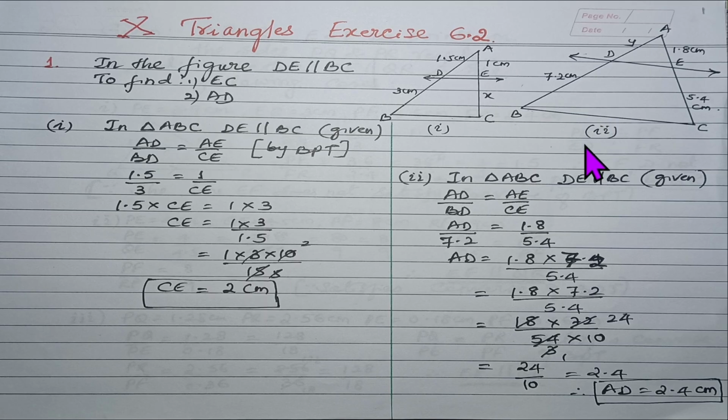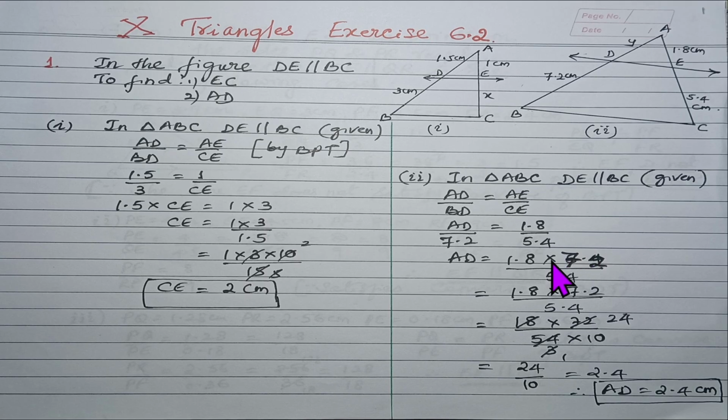Now coming to the second figure, in triangle ABC, DE is parallel to BC, that is given to us. Therefore, AD upon BD is equal to AE upon CE, and that is by BPT, again by BPT, that is the relation we get. And BD is 7.2, AE is 1.8, and CE is 5.4. Substituting the values there, AD is equal to 1.8 into 7.2 divided by 5.4.